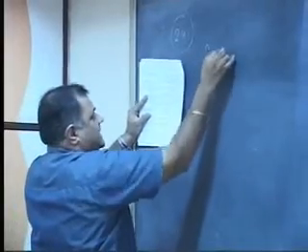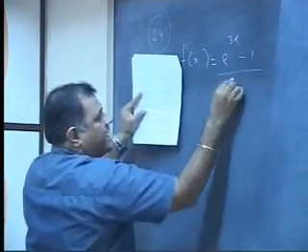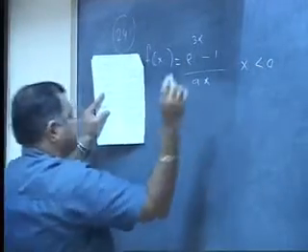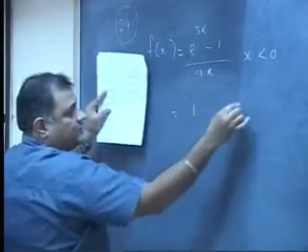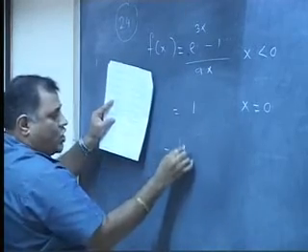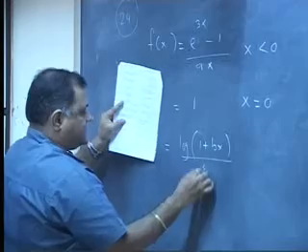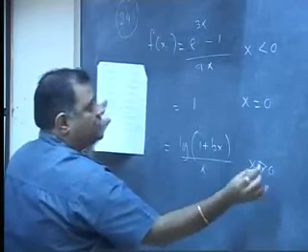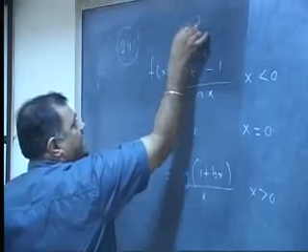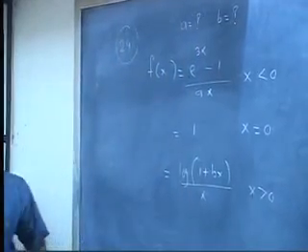Function is e raised to 3x minus 1 upon ax when x is less than 0, equal to 1 when x is equal to 0, and log of 1 plus bx upon x when x is greater than 0, and our job is to once again find out the value of a and b. Please clear the question.